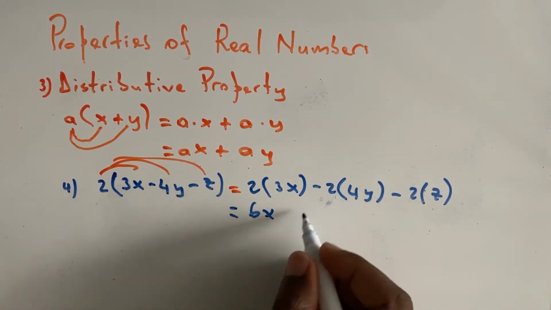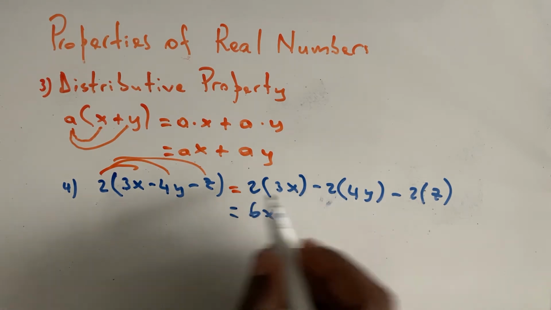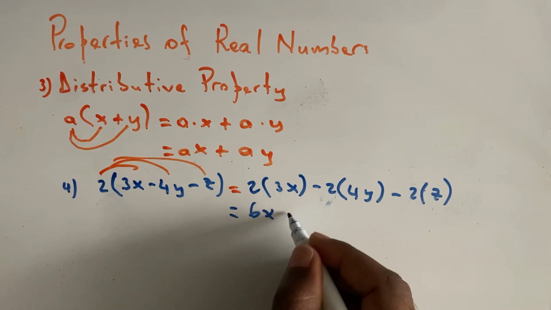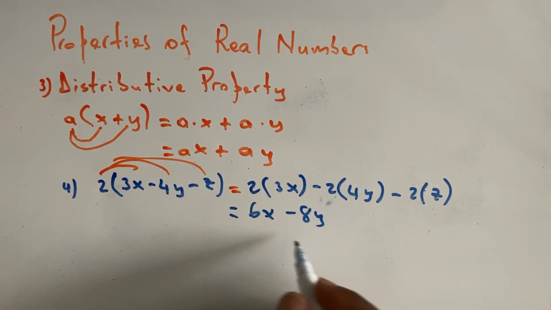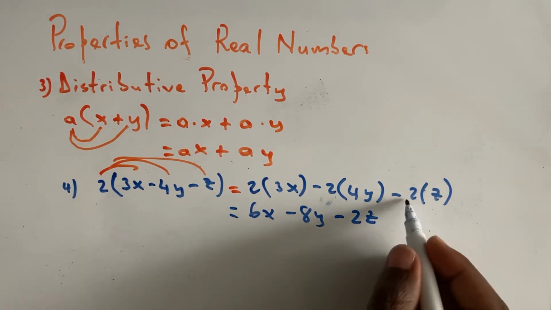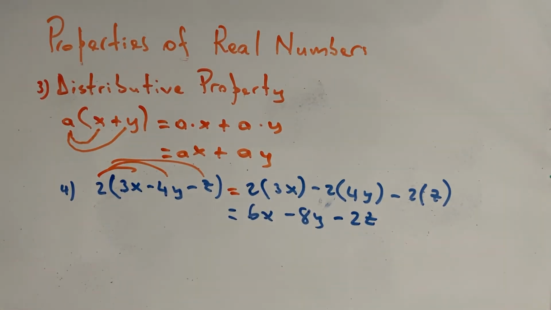So 2 times 3x is 6x. 2 times negative 4y would be negative 8y, okay? And 2 times negative z is negative 2z. I put the negative sign outside here. It doesn't really matter, because the 2 was positive. You can just write down each term and then multiply it. So negative 2z. Very easy to do, guys. So 6x minus 8y minus 2z. This is the distributive property, okay?